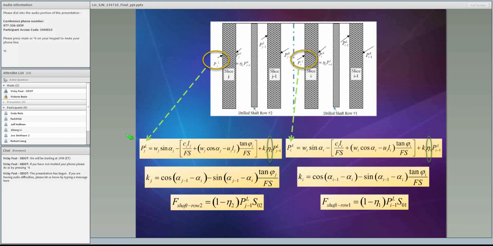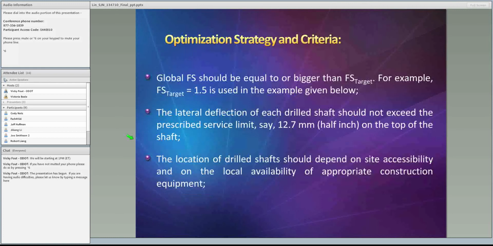Third one is the location, and the drill shaft location should depend on site accessibility and the local availability of construction equipment. And furthermore, the optimization strategy to minimize the cost of reinforcement: the net force on the drill shaft should be as low as possible, and also to minimize the total cost of concrete, the total volume of drill shaft should be as small as possible.